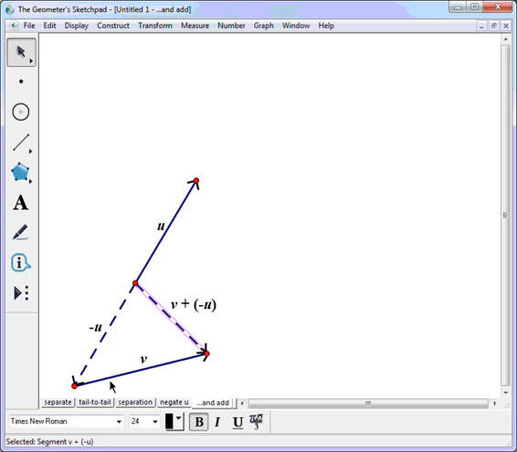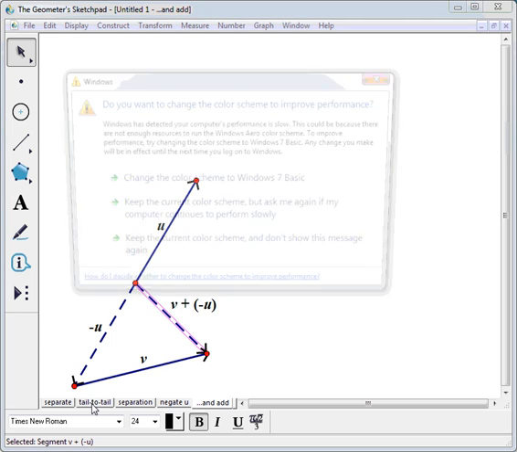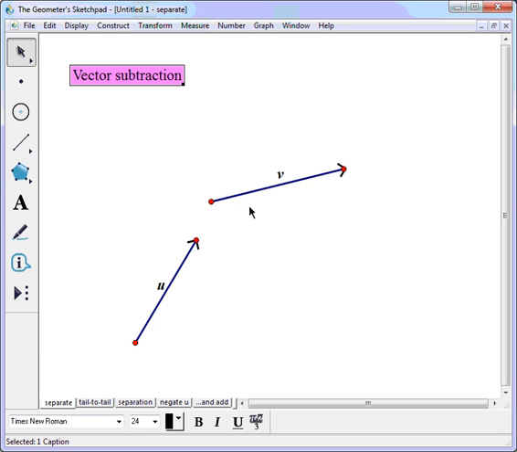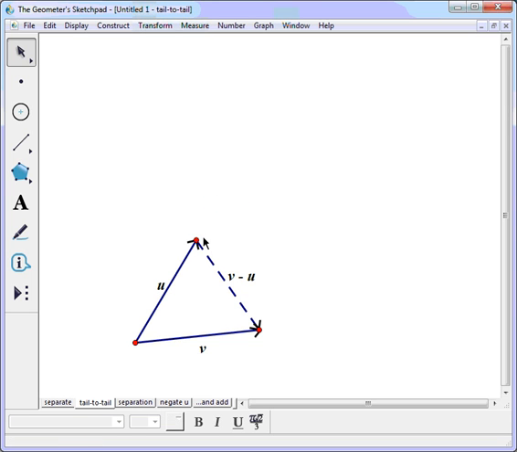And that is, I claim that if you put the vectors tail to tail, so here's the original u and v, remember they were just like this, I'm just going to slide v so that the tail of v is at the tail of u, then this vector going from the tip of u to the tip of v is v minus u.